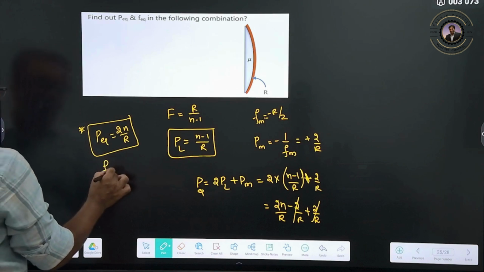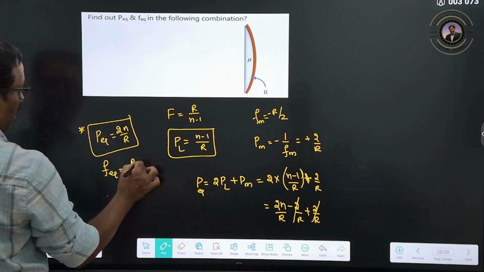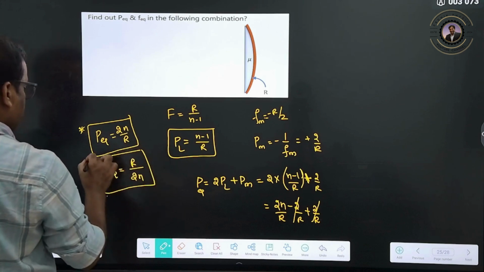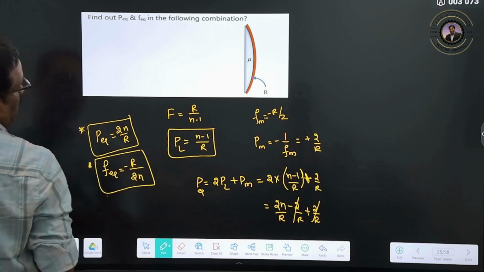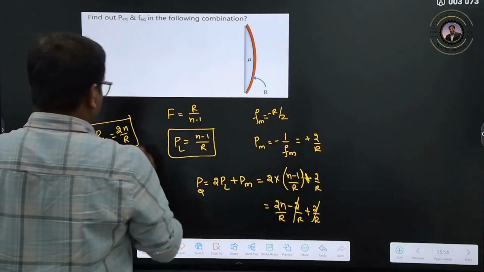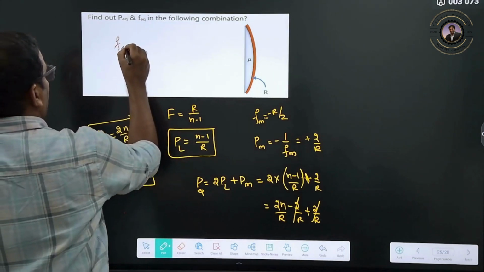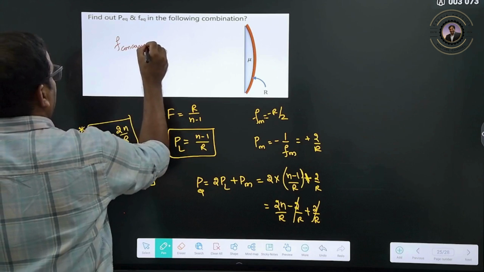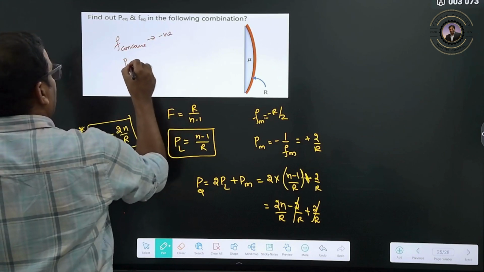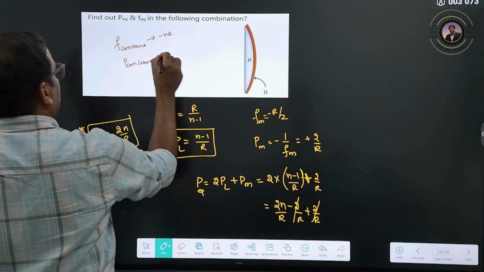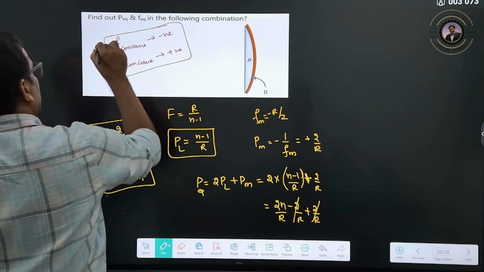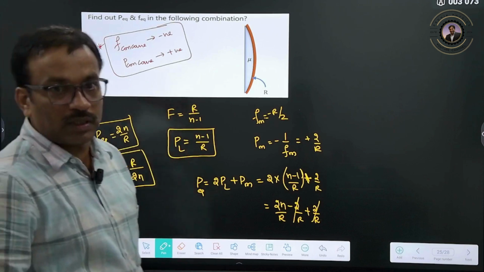The equivalent focal length of this is therefore R by 2n, but it is minus. So from this one you should understand that the focal length of a concave is to be taken as negative, but the power of a concave is to be taken as positive. Be careful now. Most of the students will get confused in this. Clear?